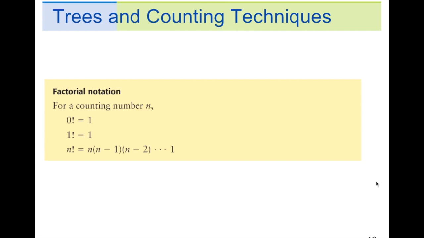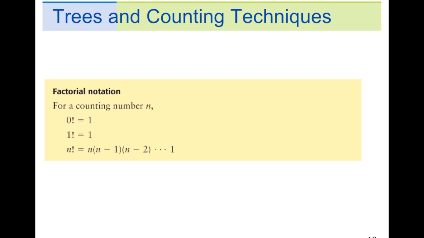Alright. Now, something you may have seen before in math: factorial. A factorial is an exclamation point. Any number with an exclamation point at the end is that number factorial. So if I had 3 with an exclamation point, that would be 3 factorial.